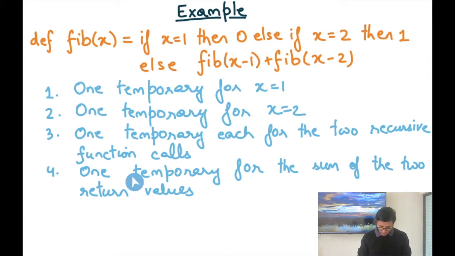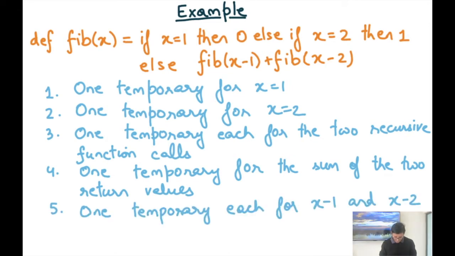Moreover, we need to have one temporary for the plus sign here, right? Because of the plus sign, while I'm computing fib x minus 2, I need to save the returned value of fib x minus 1. And for that, I need at least one temporary for the sum of the 2 return values of the 2 recursive calls. And finally, I need one temporary each for x minus 1 and x minus 2.